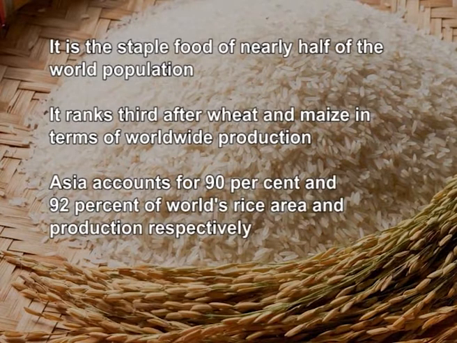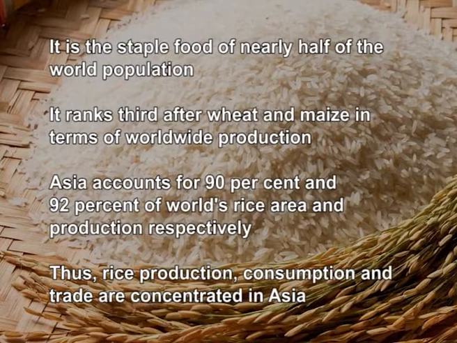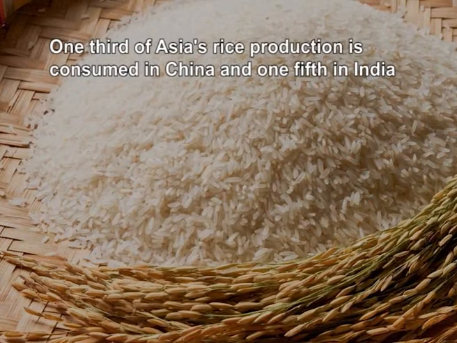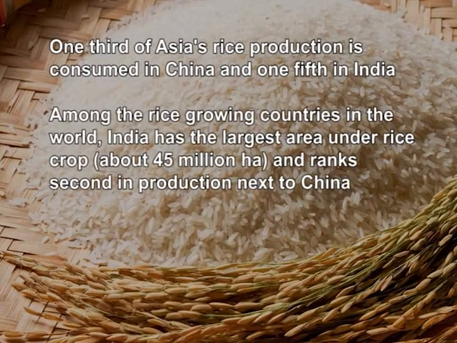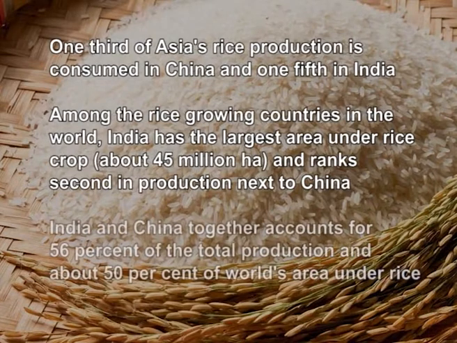Asia accounts for 90% and 92% of world's rice area and production respectively. Thus, rice production, consumption and trade are concentrated in Asia. 1/3 of Asia's rice production is consumed in China and 1/5 in India. Among the rice growing countries in the world, India has the largest area under rice crop, about 45 million hectare, and ranks second in production next to China. India and China together account for 56% of the total production and about 50% of world's area under rice.